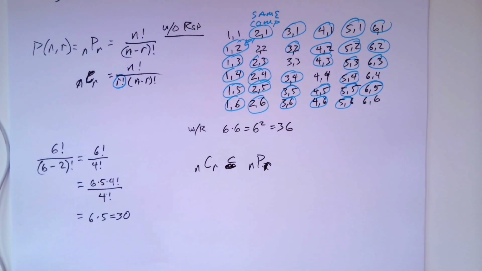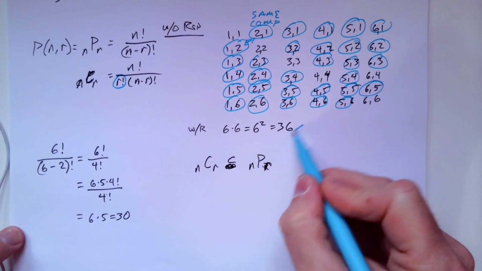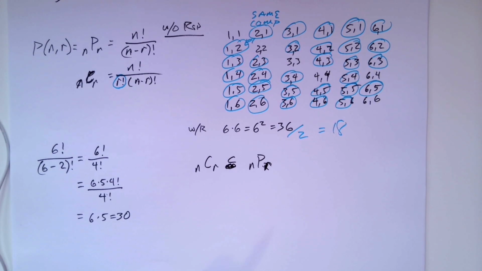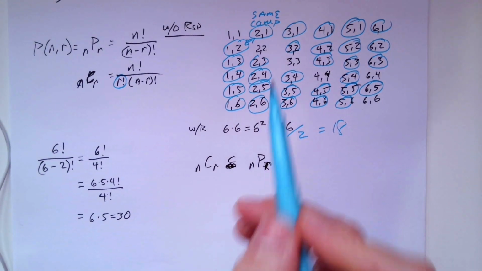So when we did that, we took out all those possible repeats, right? So what's an easy way to keep track of that? Well, could we have just divided by 2 and say, well, that's just 18, right? Is that how many we end up with? So let's look at this.